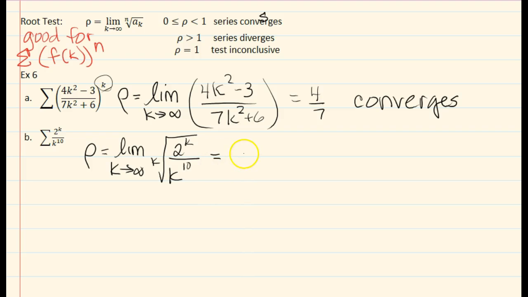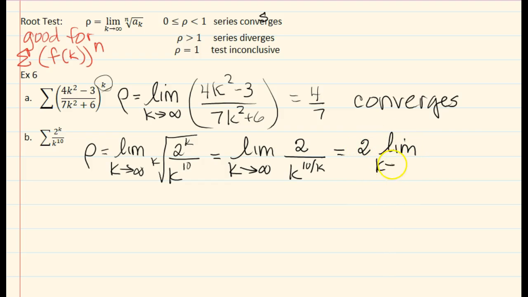I'm going to get the limit as k goes to infinity of 2 at the top, and at the bottom I'm going to have k to the 10th power, and the kth root is the same thing as the exponential fraction like this. From here, 2 is a constant, so I can take that on the outside, and I'm taking the limit as k goes to infinity. I would have 1 over k to the 10 over k, so I'm going to bring it to the top. So I'm going to have k to the negative 10 over k.